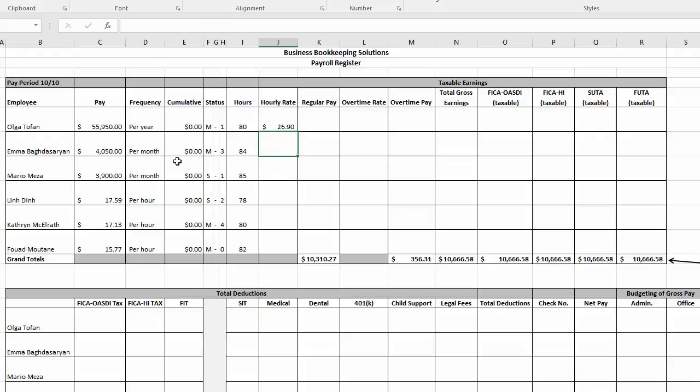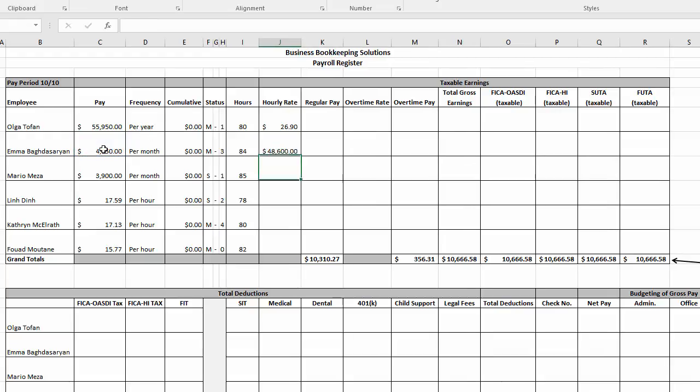For Emma, notice her contract says she's going to get paid $4,050 per month. So how do we calculate that into an hourly rate? Now, each month has a different number of days, so we can't try to figure out how many hours are in a month. So what we have to do is convert this 4,050 to an annual rate. So that's times 12, so equals this times 12. That gives her 48,600 per year.